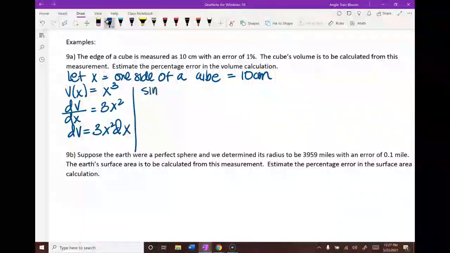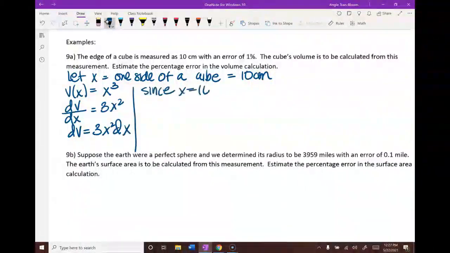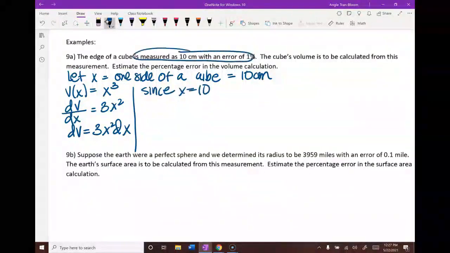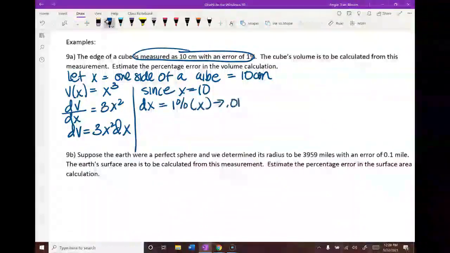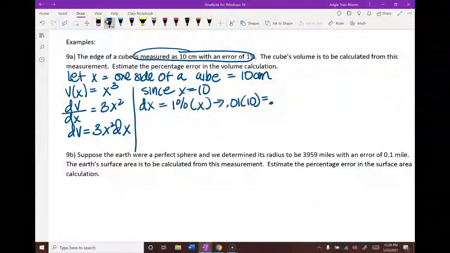Well, since x is 10, and remember, it says here the measurement has a 1% error. Well, that means the change in x, which is the change in the measurement of one side, is going to be 1% of x. Well, 1% is 0.01 times 10. So as you can see, the measurement has an error of 0.1 of a centimeter.